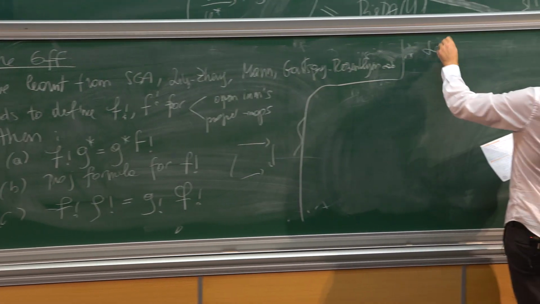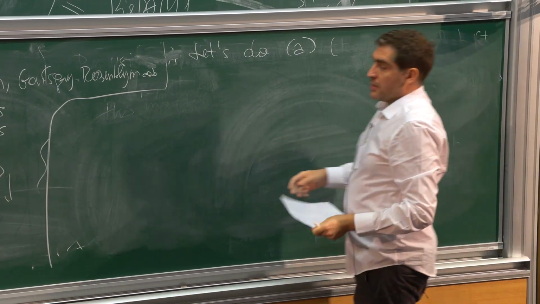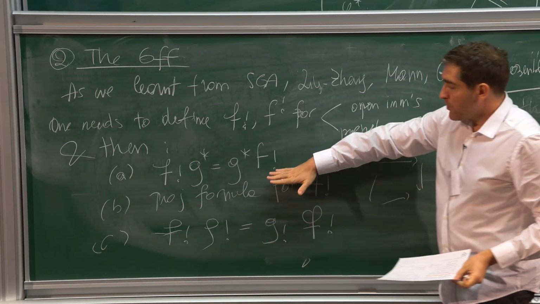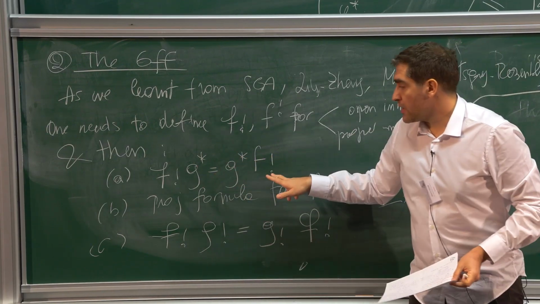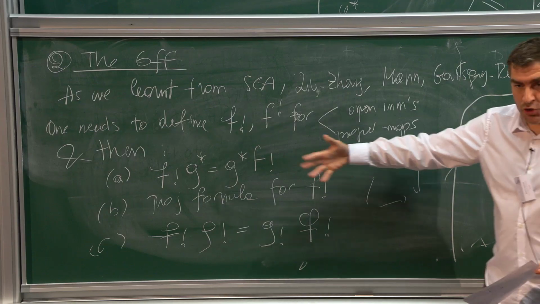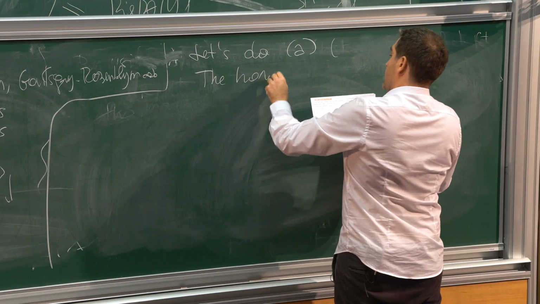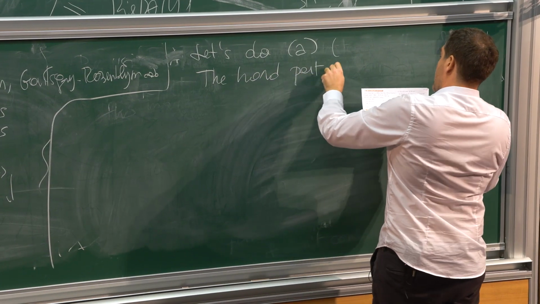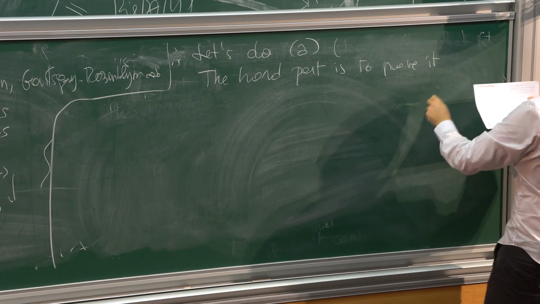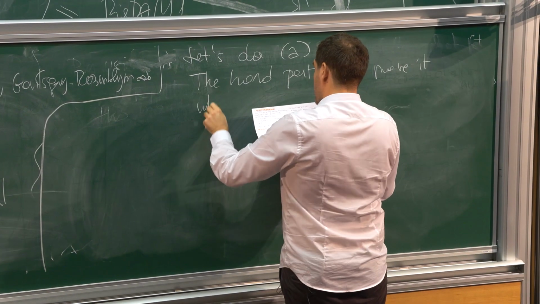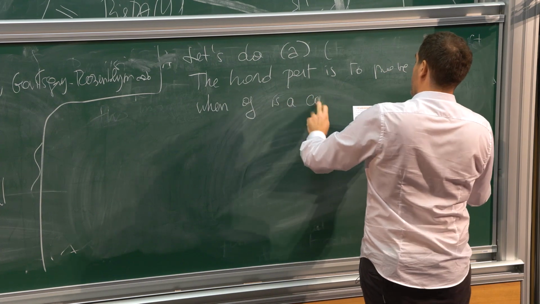Now, let's do one. Let's do A, which is typically called smooth base change or proper base change. Smooth base change for motives is easy. If f was smooth, this is more or less by definition. Both upper stars and lower sharps are very easy to define, are very geometric. So the hard part is to prove it when g is a closed immersion.